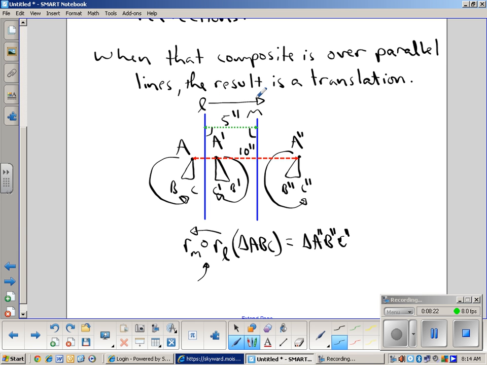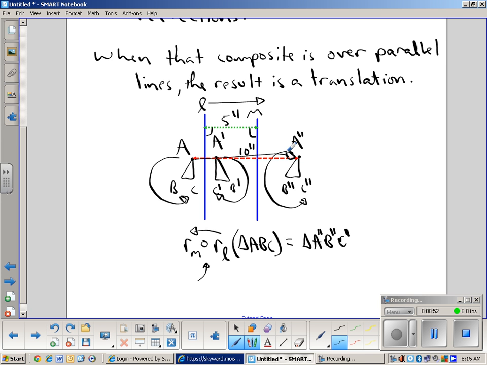Does that make sense? So the result is my L was on the left, M was on the right. I went from L to M. So my result is I slide this to the right 10 inches. I'm going to slide it to the right 10 inches. That's going to be the direction of my slide. And so it's always in the same direction as the reflections.